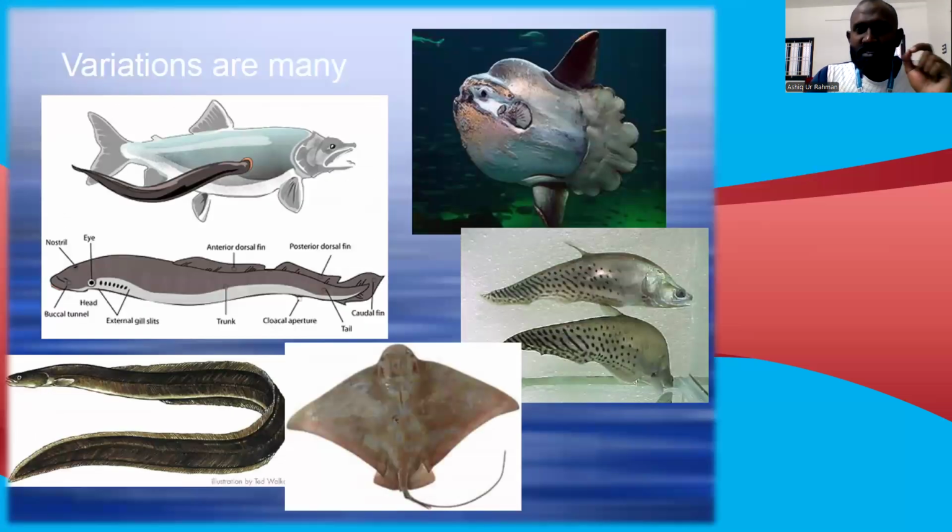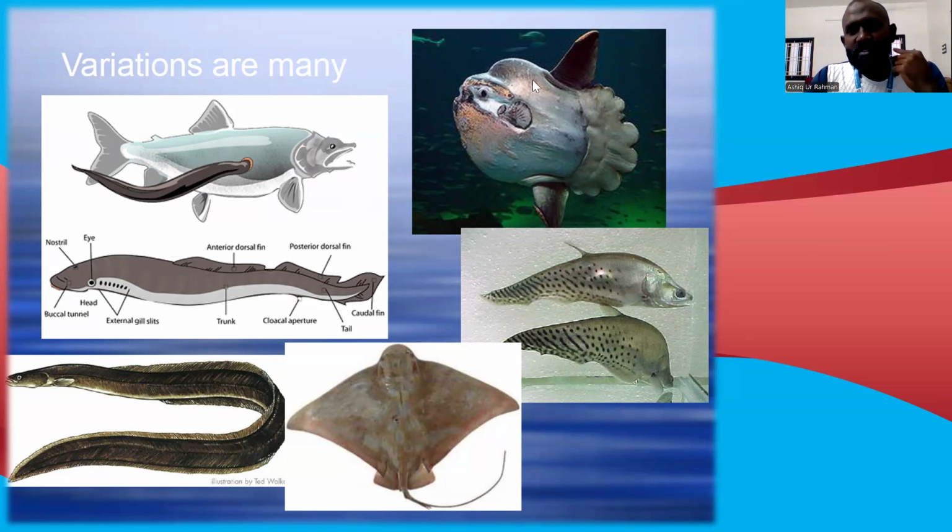Okay. As I said earlier, there are so many variations. Some fishes lack any fins. Some fishes lack some characters. So those typical special fishes that are presented here, that we can see. On the top right is the sunfish, which is called mola mola.